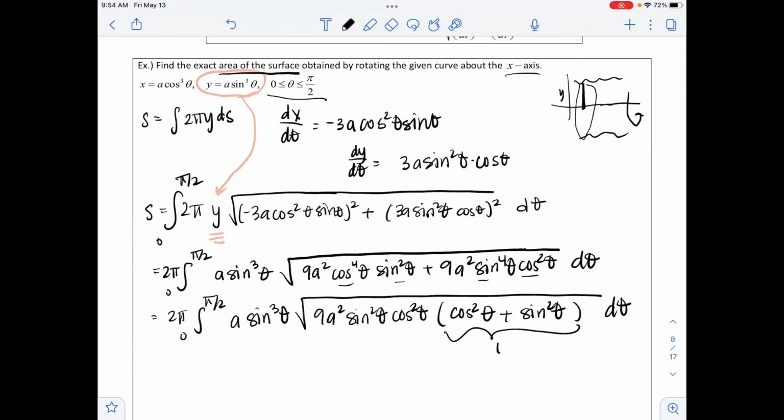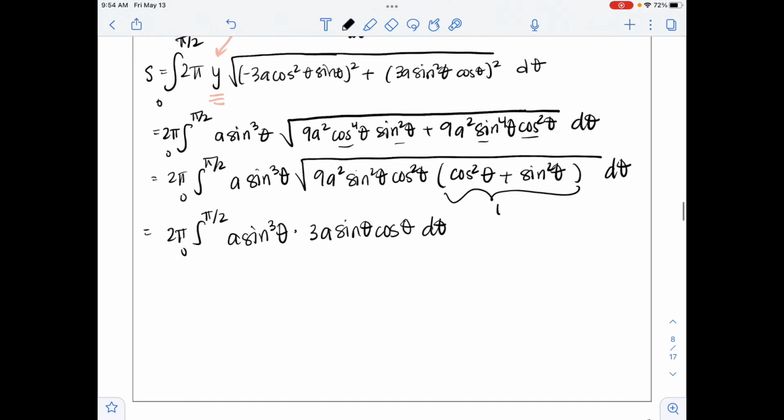And then if you look at what you're left over with inside your radical, you'll notice that we have 9, square root of that's just 3, a squared, square root of that's a, and then sine squared θ cosine squared θ would just be sine θ cosine θ. And so simplifying this, we have 2π, the integral from 0 to π/2 of a sine cubed θ times 3a sine θ cosine θ dθ.